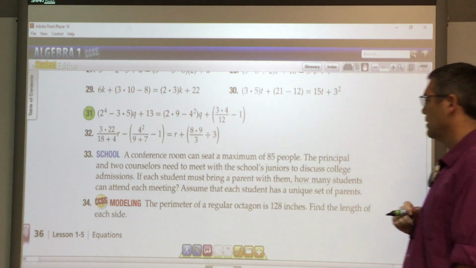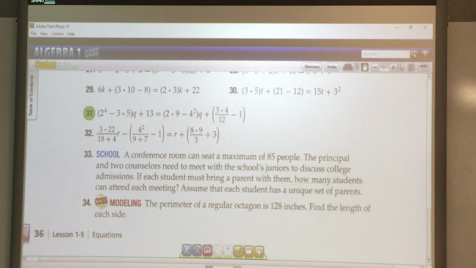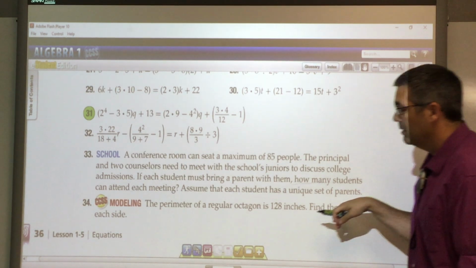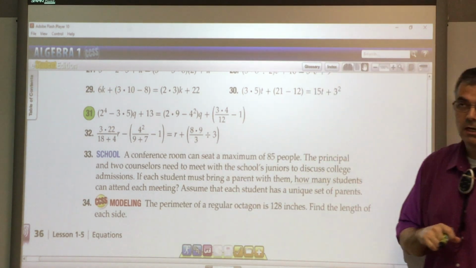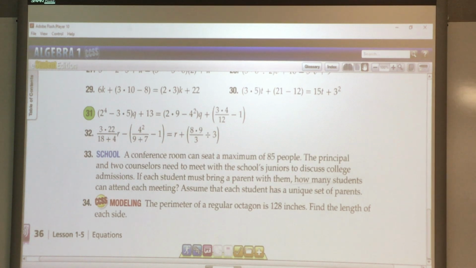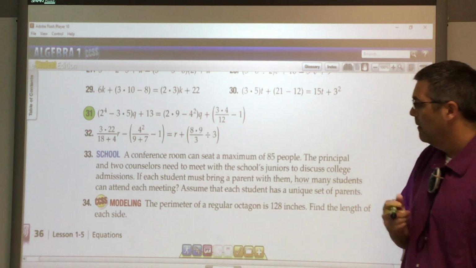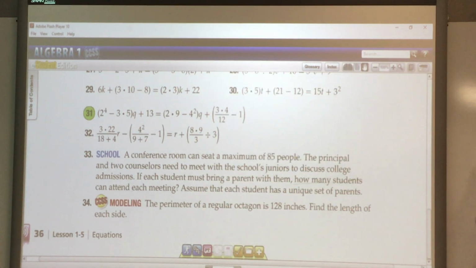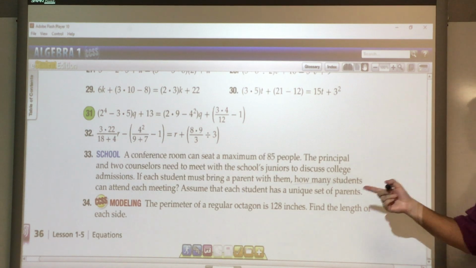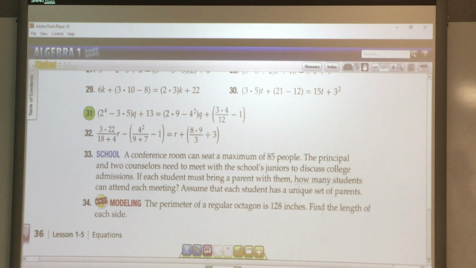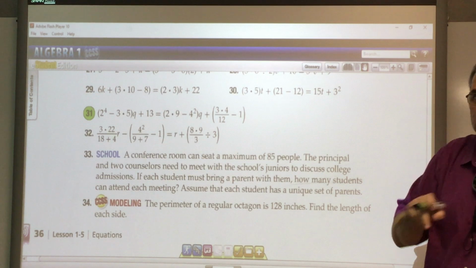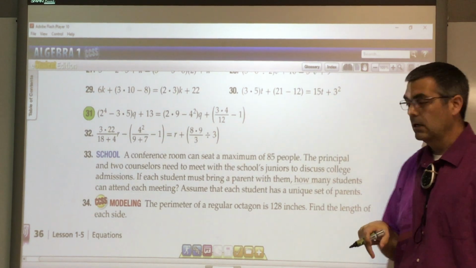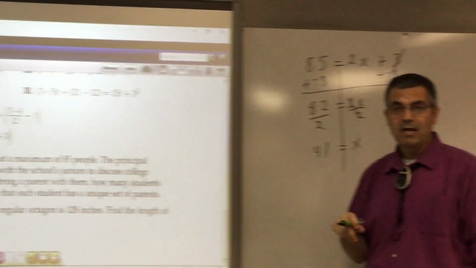The perimeter of a regular octagon is 128 inches. Find the length of each side. Okay, so what they like to do here is throw in some geometry stuff in there to make sure that you understand or retain that concept. So you got to make sure you can do this. All right, perimeter is just adding up all the sides all the way around of a regular octagon. That means that the octagon, all the sides are the same, is what that means. Okay, so the octagon has 8 sides.